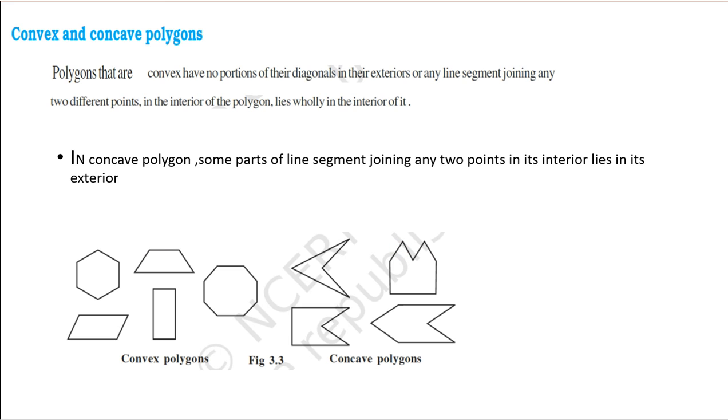So in all of these 4 figures, some part of the line segment joining any two different points in its interior will always lie in its exterior. So all these are concave polygons.